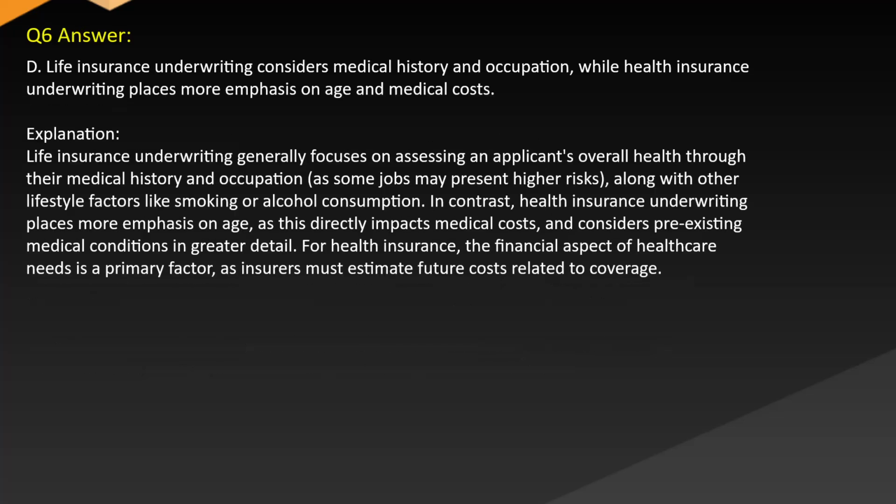Answer: D. Life insurance underwriting considers medical history and occupation, while health insurance underwriting places more emphasis on age and medical costs. Explanation: Life insurance underwriting generally focuses on assessing an applicant's overall health through their medical history and occupation, as some jobs may present higher risks, along with other lifestyle factors like smoking or alcohol consumption. In contrast, health underwriting places more emphasis on age, as this directly impacts medical costs, and considers pre-existing medical conditions in greater detail. For health insurance, the financial aspect of healthcare needs is a primary factor, as insurers must estimate future costs related to coverage.